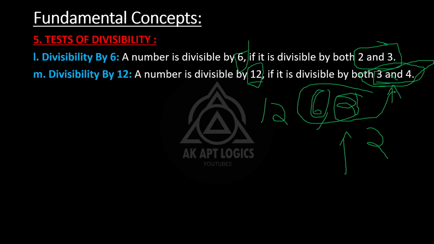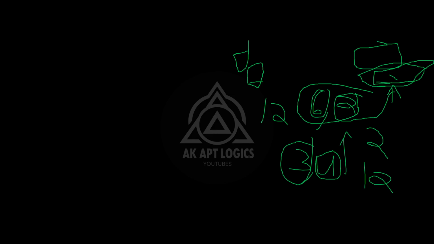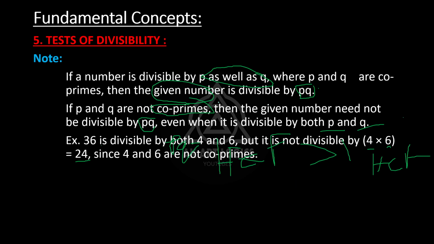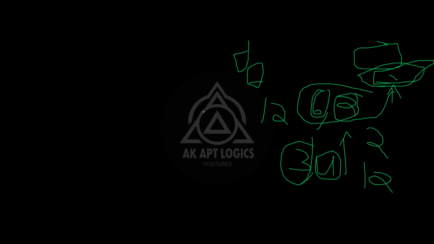We can't confidently say that; in some cases it can happen, in some cases it can't. But when we consider co-primes like 3 and 4, if the given number is individually divisible by 3 and 4, we can say that it is definitely divisible by 12. Okay, so we should consider only co-prime factors.